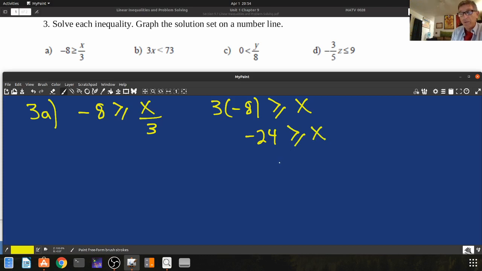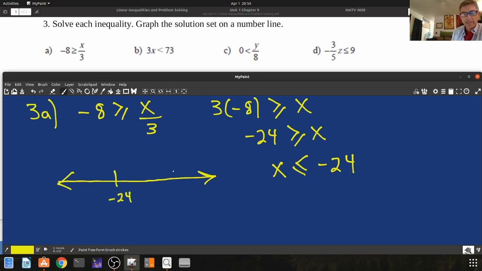And you can write it the way I prefer it. You don't have to, but I prefer always to write it this way, especially if you're asked to graph it. And we are asked to graph it. So let's draw the number line. And I have to find minus 24, and I'm going to put it right there. Then I'm going to say 0's up here. And x is less than or equal to minus 24.